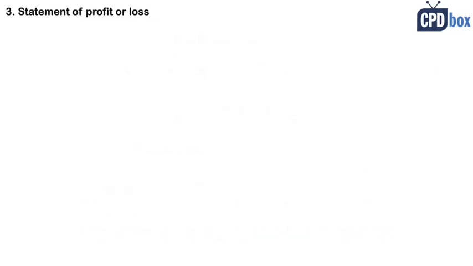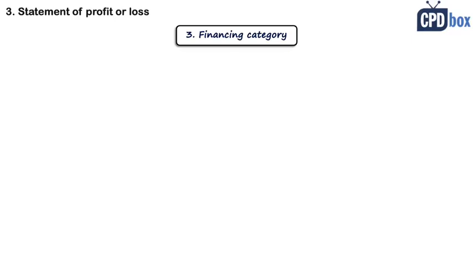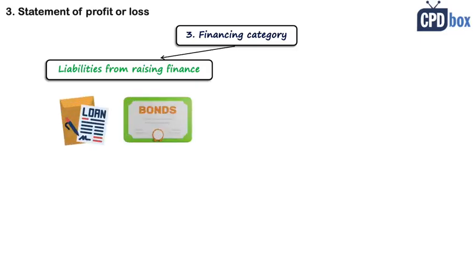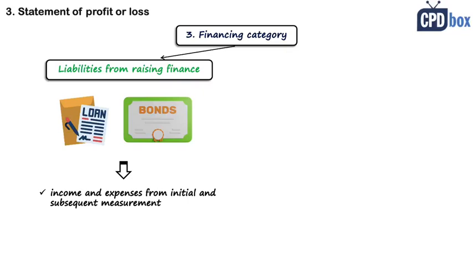The third category is the financing category, which is basically all about income and expenses related to liabilities. So here we need to make a clear distinction. There are liabilities from raising finance, like loans payable, bonds payable, and similar. And in this case, income and expenses from initial and subsequent measurement of these liabilities, like interest, and also incremental expenses like transaction costs, are presented in the financing category.